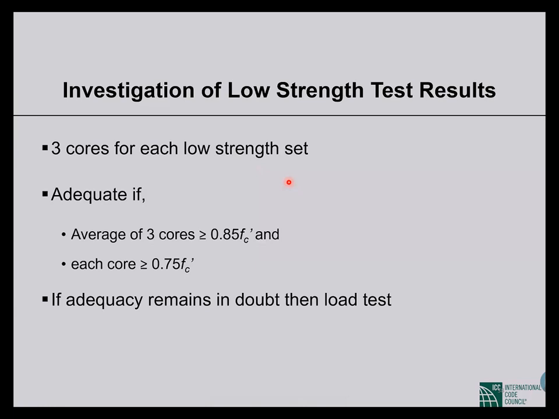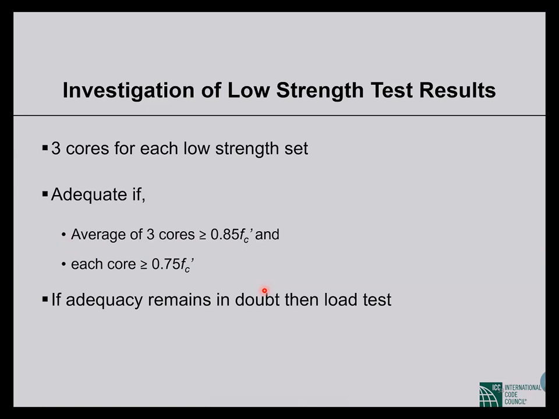For example, one set is made by 100 by 200 millimeter cylinders. You will have to cut three cores to represent the same concrete. So for each low strength set, you have to cut three cores and test the core samples. And if the average of three cores, not sets, one core is one cylinder, the average of three cores, and the standard size of core according to ASTM is 4 inch diameter, 100 millimeter diameter.